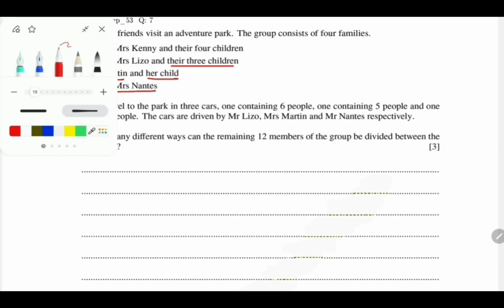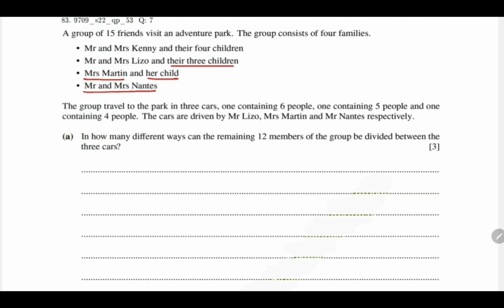So basically, these guys have 3 cars. This is car 1, this is car 2, this is car 3. Car 1 has 6 people, car 2 has 5 people, and car 3 has 4 people. In total, there are 6 plus 5, 11 plus 4, total 15 people. Now, the cars are driven by Mr. Lizo, Mrs. Martin, and Mr. Nantis.